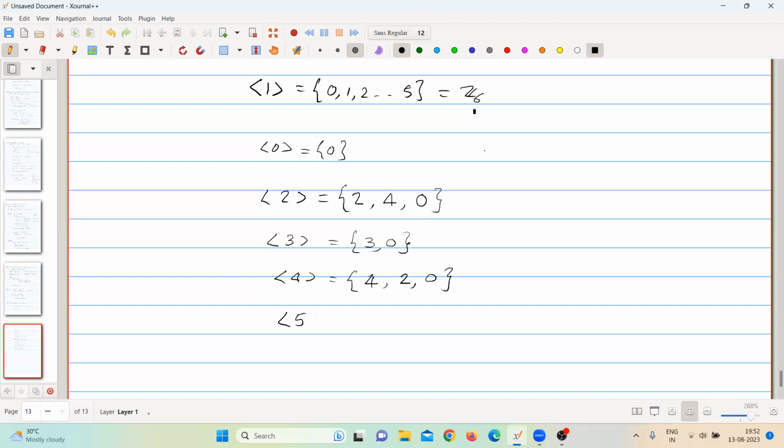Now, if I am taking generator 5, let us see what will be 5 first. Then what will be the next element? 5 plus 5, which is 10. What is 10 in Z6?